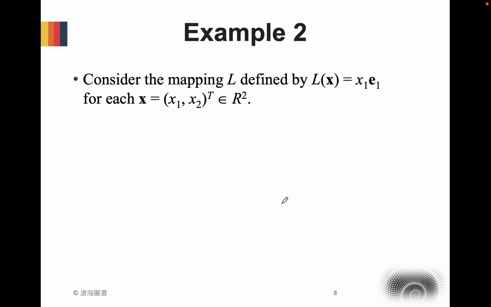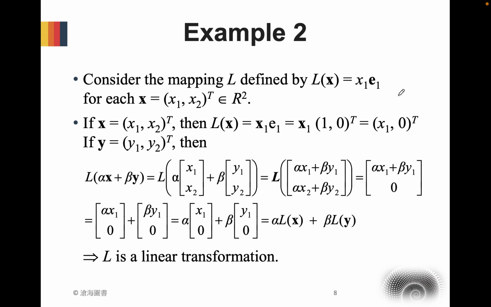Okay. Example 2. Consider the mapping L defined by Lx is equal to x1 e1 for each x in two-dimensional space. Okay, so now we have a very special mapping L. Given any two-dimensional vector as the input, the result would be x1 e1. So, if x is equal to (x1, x2), then Lx is x1 e1. That is x1 times (1, 0), which is (x1, 0).